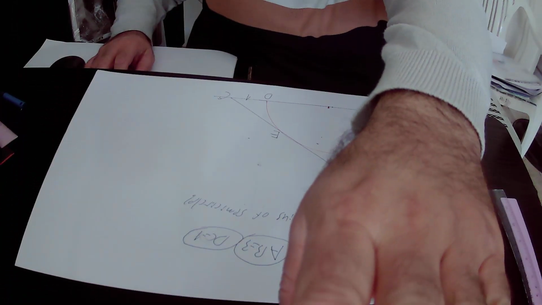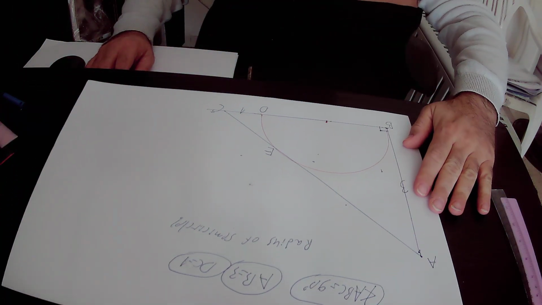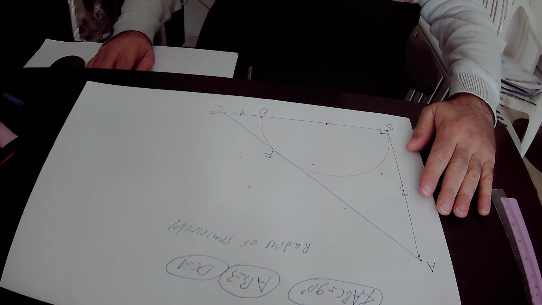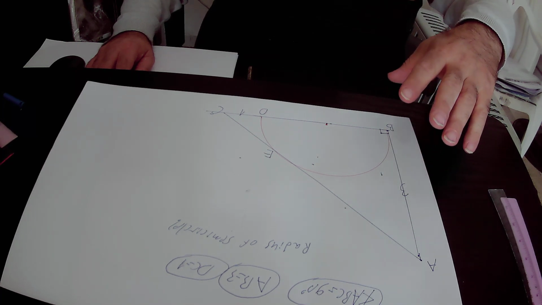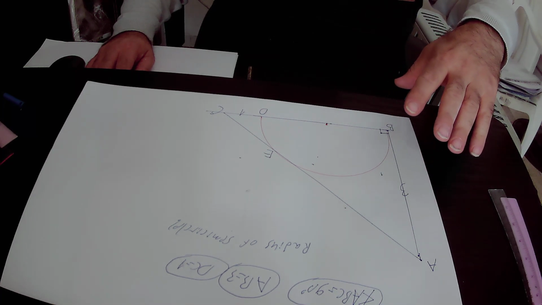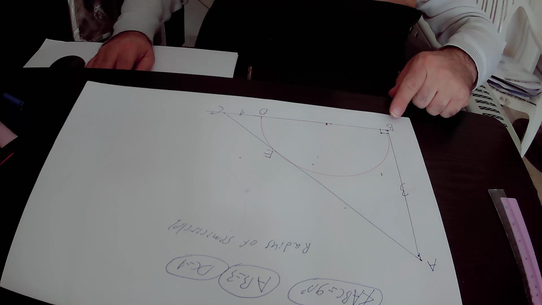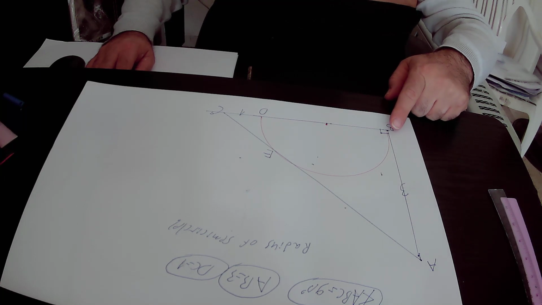Now, in this lecture, we will find the radius of the red semicircle. In the drawing, we have triangle ABC. Triangle ABC is a right triangle. This angle equals 90 degrees. Angle ABC equals 90 degrees.